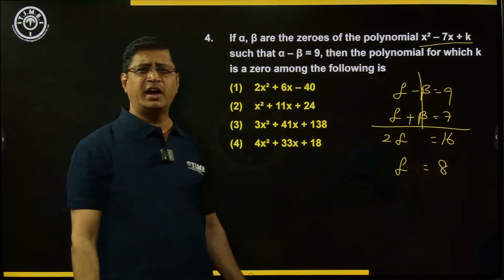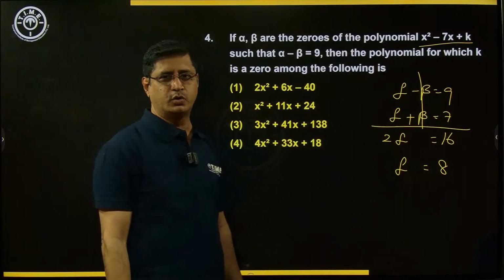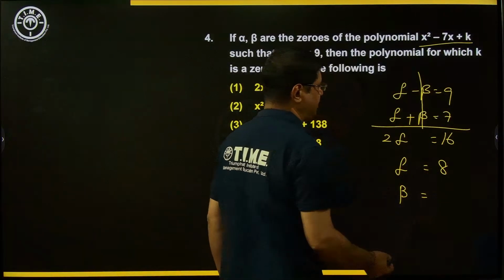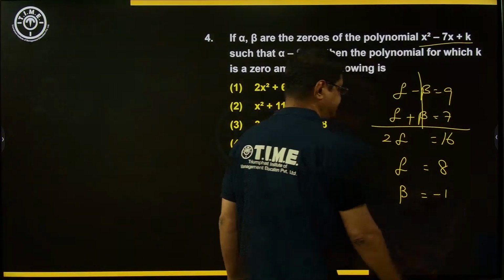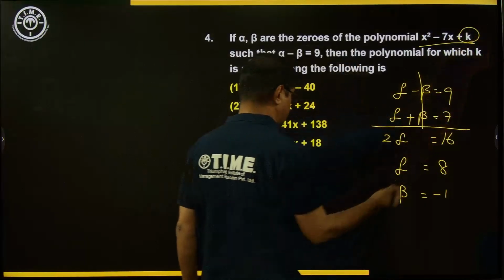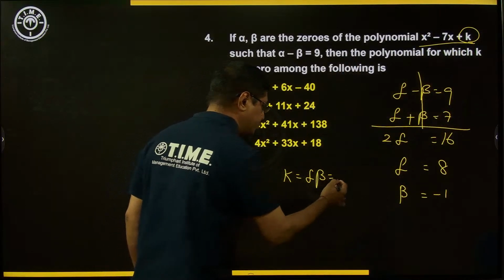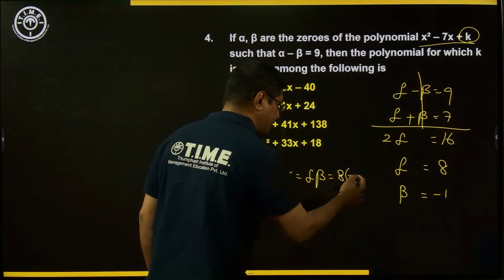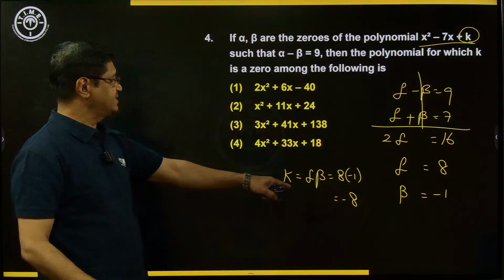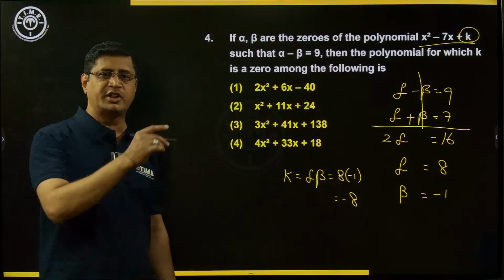When alpha is equal to 8, what is the value of beta? Substitute alpha as 8 in one of the two equations. Now it will give the beta value. What is the beta value? It is a minus 1. Now what is the k? K is equal to product of the roots. Product of the roots means k is equal to alpha beta. Alpha beta is equal to how much? 8 into minus 1, that is a minus 8. Substitute minus 8 as x value in the given expressions, and which gives 0, that is your answer.